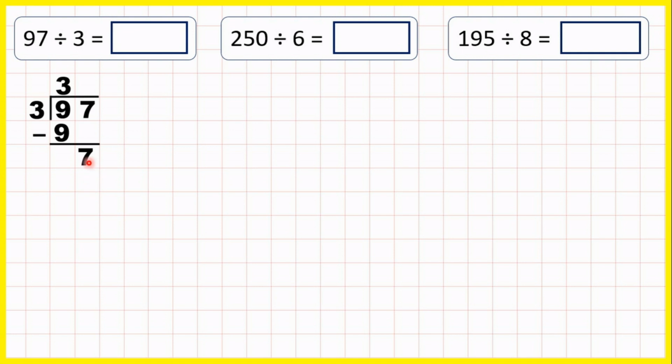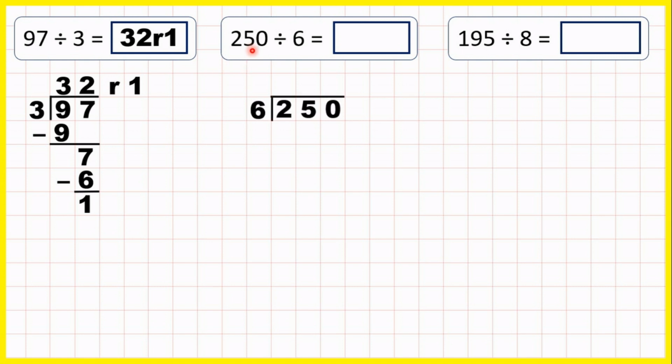Now the closest number to 7 that's in the 3 times table and that's still less than 7 is 6. And 6 is 2 times 3, so we write 2 in our answer line. But now, when we subtract, 7 minus 6 is 1, and we don't have anything else to bring down, so this 1 tells us that we have remainder 1 in our answer. So 97 divided by 3 is 32, remainder 1.